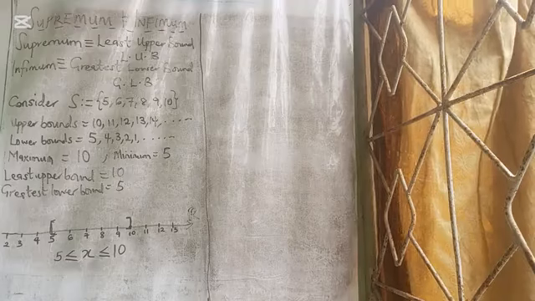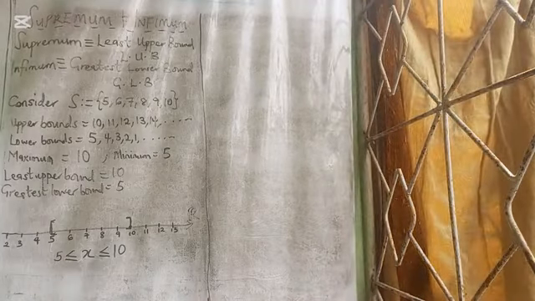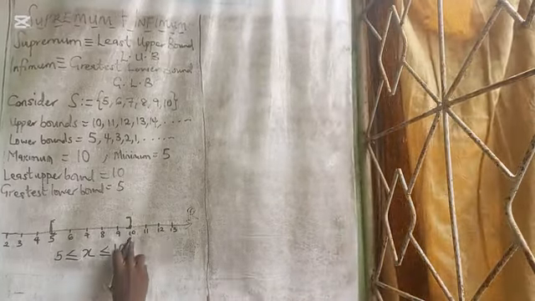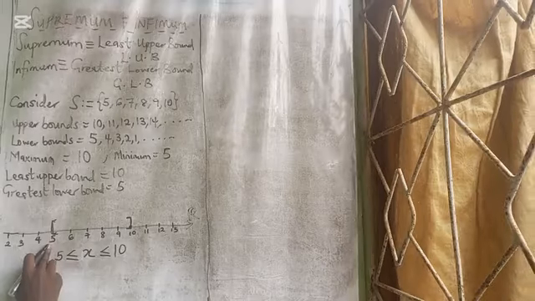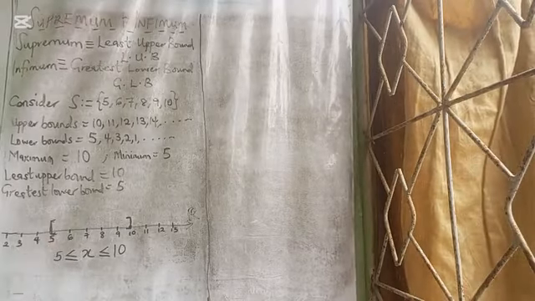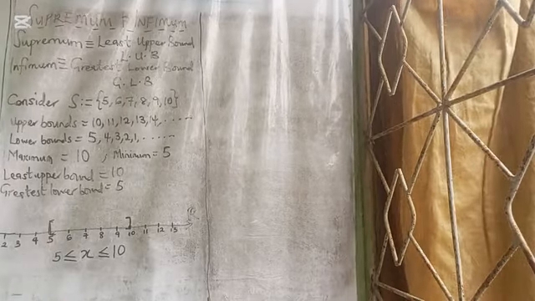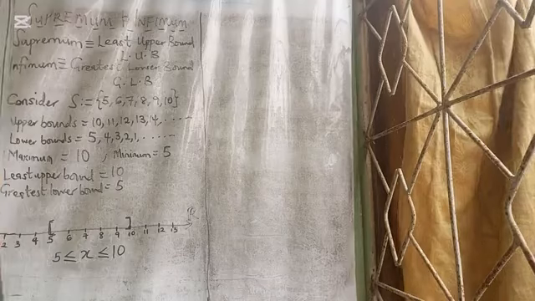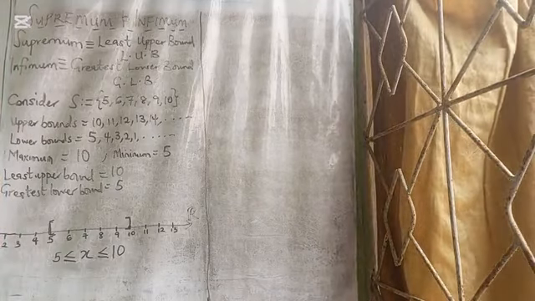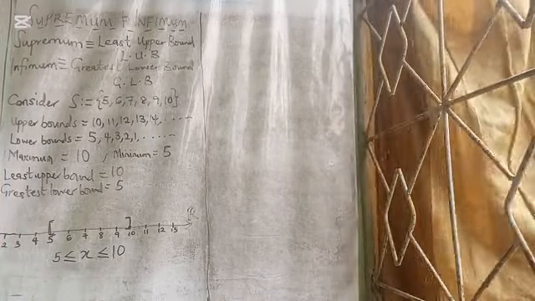Now, which one is the least upper bound, which we call the supremum? The least upper bound is 10, while the greatest lower bound is 5. In line with this, let's try to bring out definitions for our upper bounds, lower bounds, before we now talk about the supremum and the infimum.